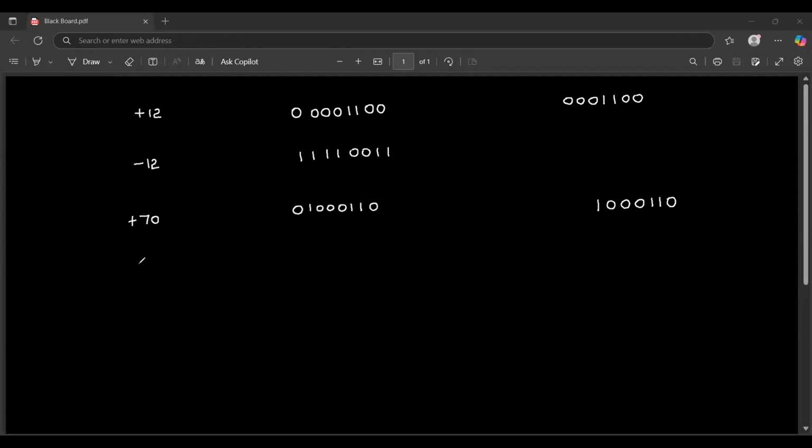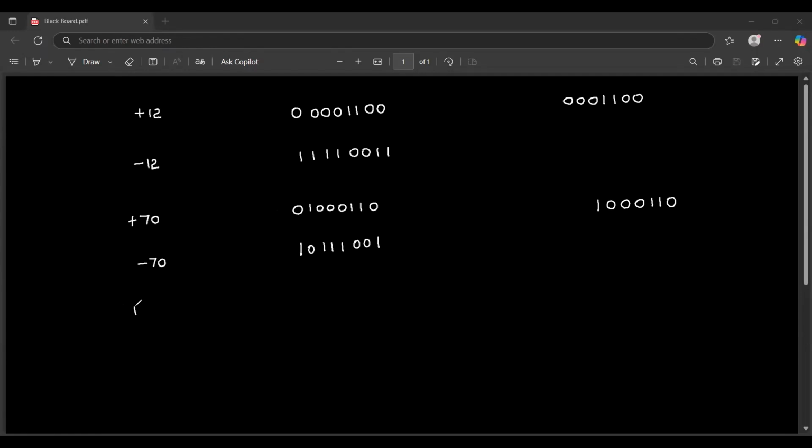What if you have to write down negative 70? You'll just find the inverse. So it will be 1, 0, 1, 1, 1, 0, 0, 1. That is changing the zeros to 1 and ones to 0. That's what we call inverse. So this is the method we call ones complement.